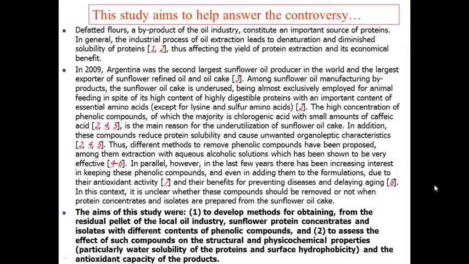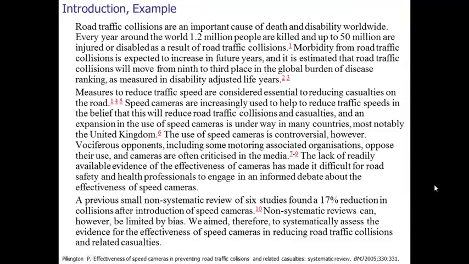And what's this study going to do? Well, this study aims to help answer that controversy. And they give you some very specific aims. And sometimes if you've got more than one aim, it's great to list them with numbers, as they have done here. So the aims of this study were, 1, to develop methods for obtaining from the residual pellet sunflower protein concentrates and isolates with different contents of phenolic compounds. So they're kind of just getting a method for getting those phenolic compounds out. And 2, to assess the effect of such compounds on the antioxidant capacity of the product. So they're kind of trying to help answer that controversy by adding some information, by answering those particular questions.